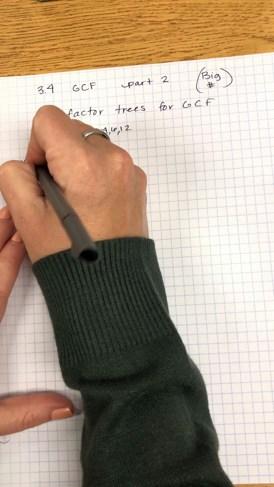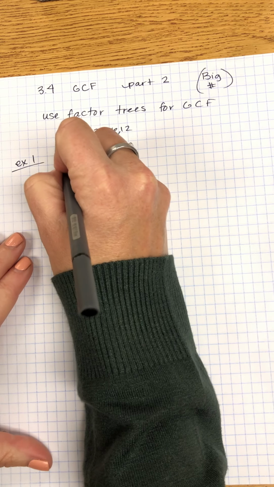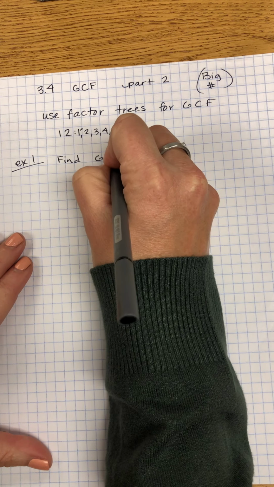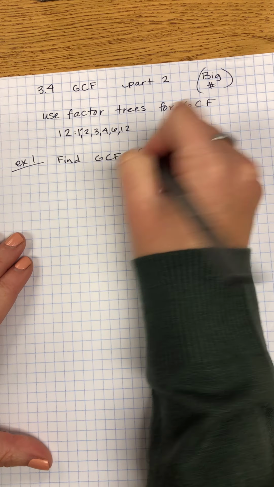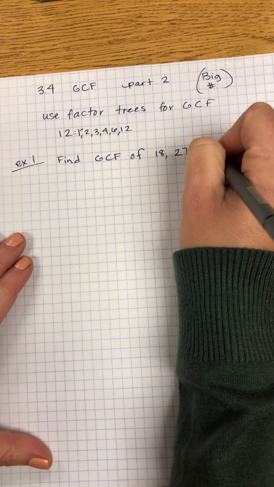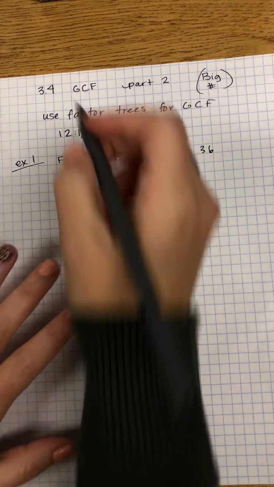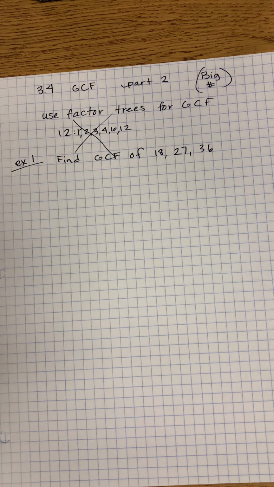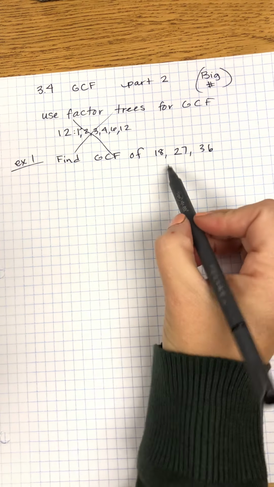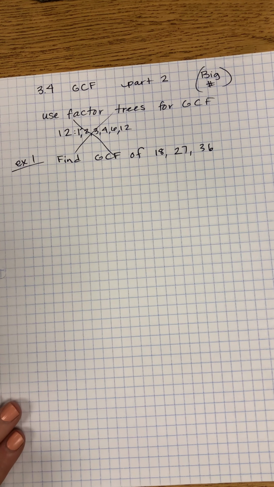So today, our first example is going to be to find the GCF of 3 numbers. So, find the GCF of 18, 27, and 36. Okay, and we're not going to use this old way. Scratch that out. We're not going to use that. That's for small numbers, and these are medium numbers. So we're going to use factor trees today.